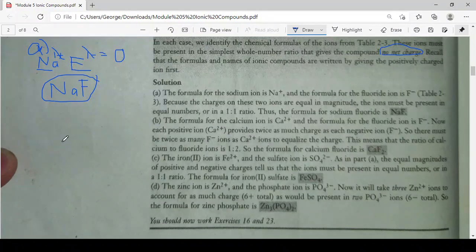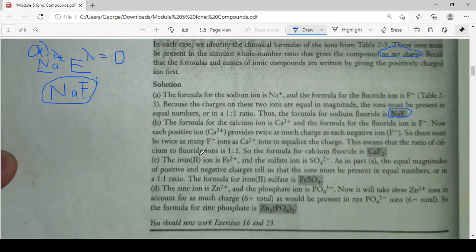Because the charges on these two ions are equal in magnitude, again, equal sila. Ang isa 1 plus, ang isa 1 negative. The ions must be present in equal numbers. So, equal ang 1 plus kag 1 negative? Yes, of course. 1:1 na niya ratio? Yes. Therefore, maging 0 siya and you now thus have to write the formula for sodium fluoride which is NaF. Kaya na cancel out na ang duwa. Okay?